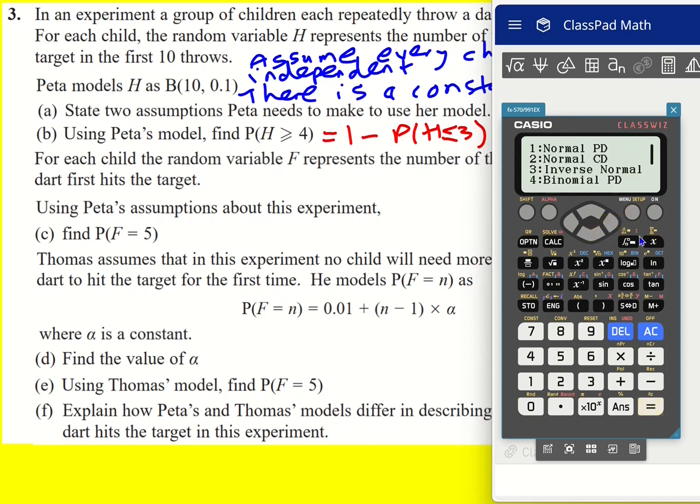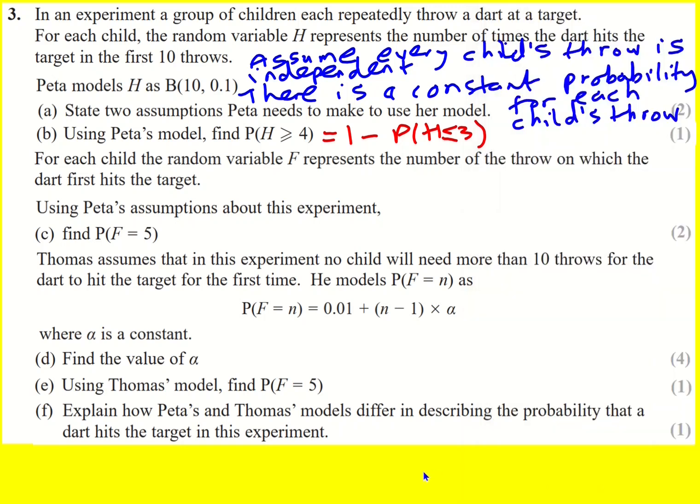Go to Distribution, Binomial CD, Variable, 3, 10, and 0.1. This gives 0.98720, which then gives 0.0128.